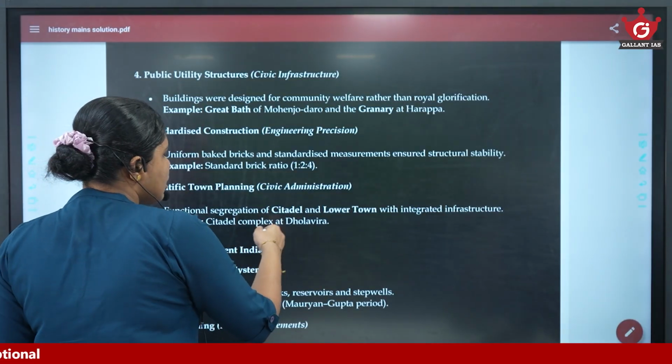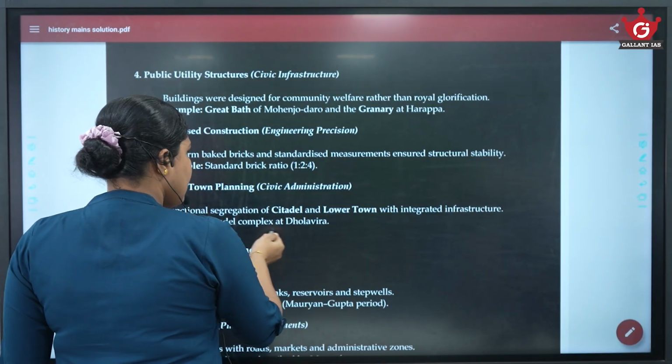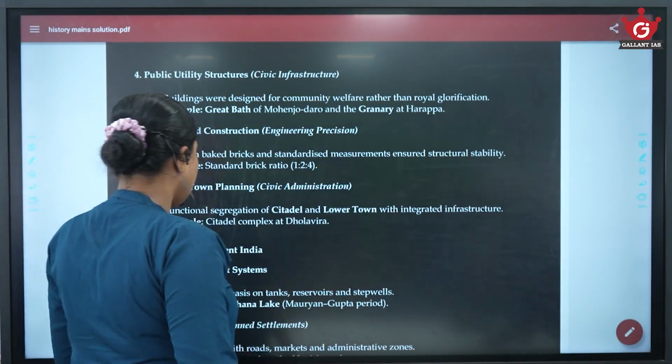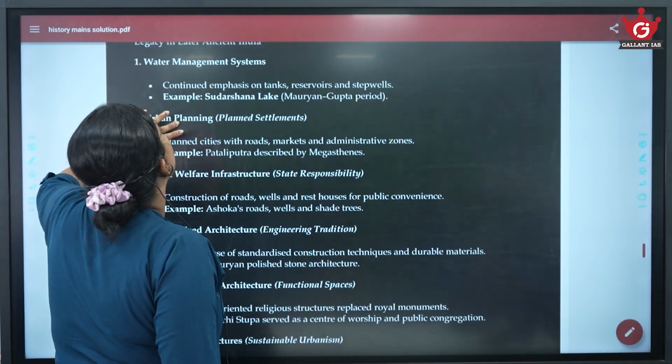Next is scientific town planning. There was a functional segregation of Citadel and Lower Town. For example, you can give a Citadel complex at any site. Okay, now how this legacy is reflected in later ancient India.